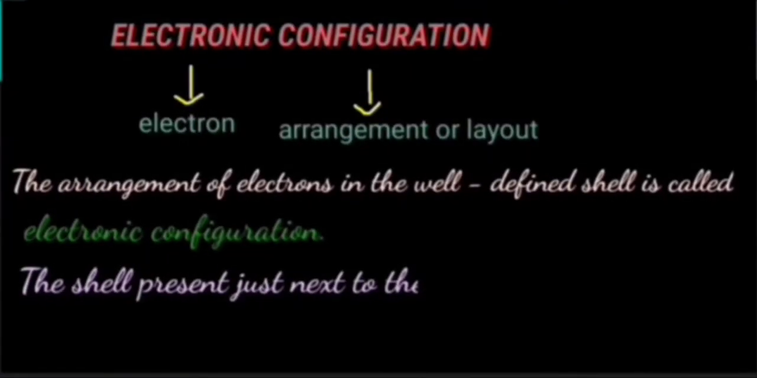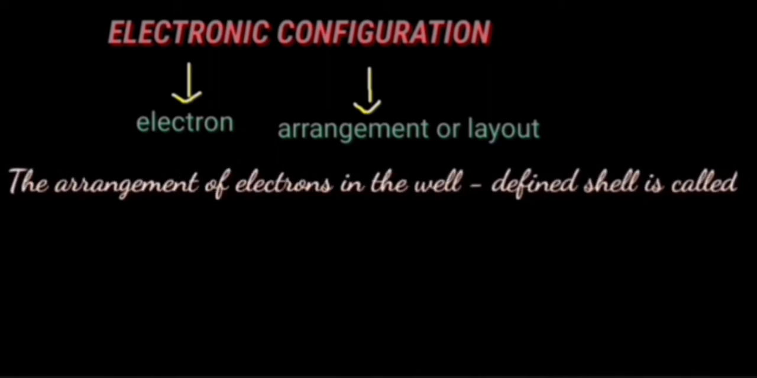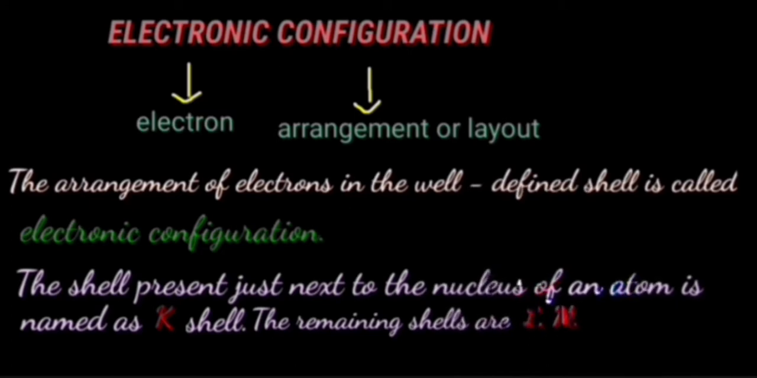Now let's know what is an electronic configuration. The word electronic represents electron related, and configuration means arrangement or layout. So it is defined as the arrangement of electrons in well-defined shells. The shell present just next to the nucleus of an atom is named the K shell, and the remaining shells are L, M, N shells.